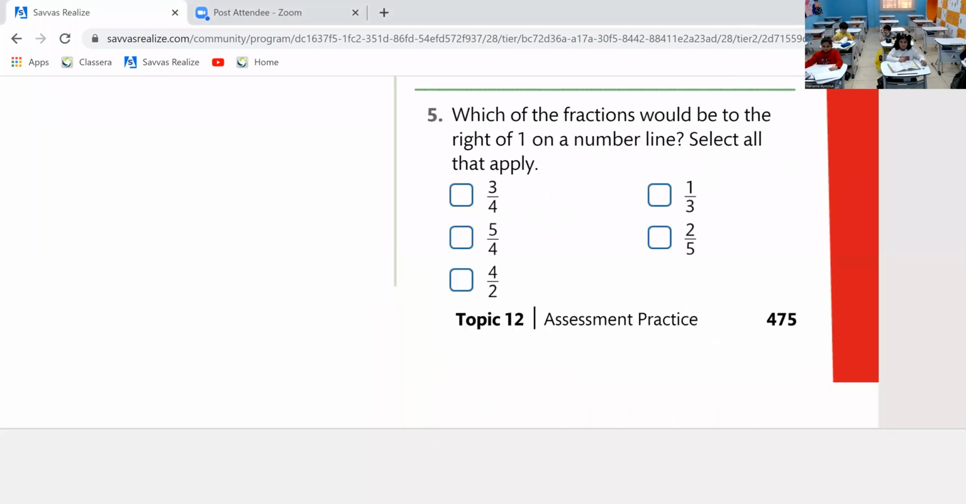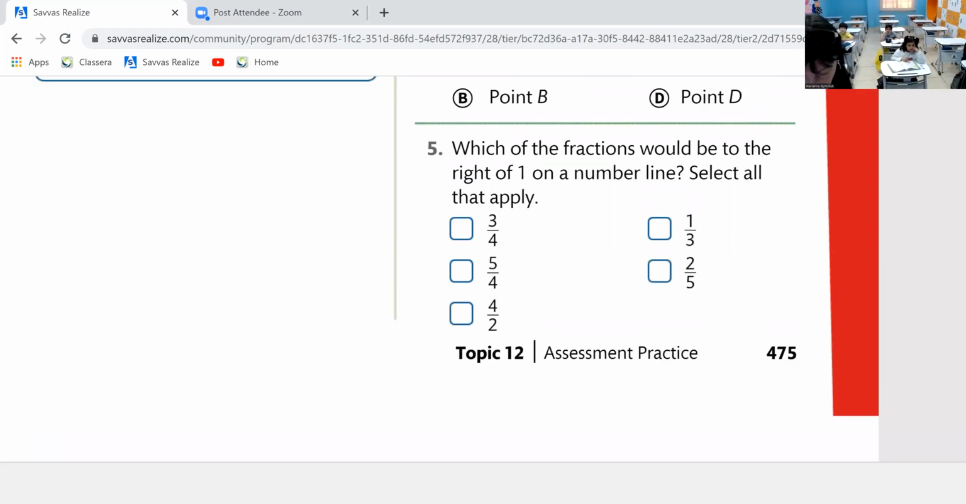Okay, this task, number 5, is a little bit tricky, but it's not tricky if you know the rule. Before doing this task, let us review one more time. If I write for you the fraction, how do we call the number at the top? Numerator. How do we call this one? Denominator. Okay, and we know the rule.